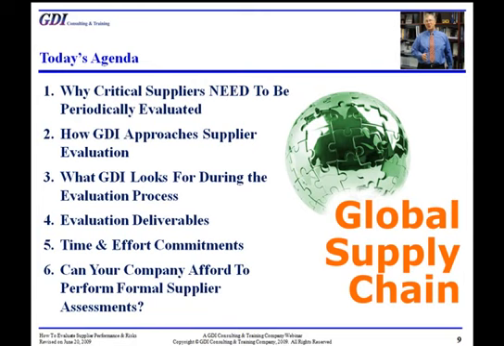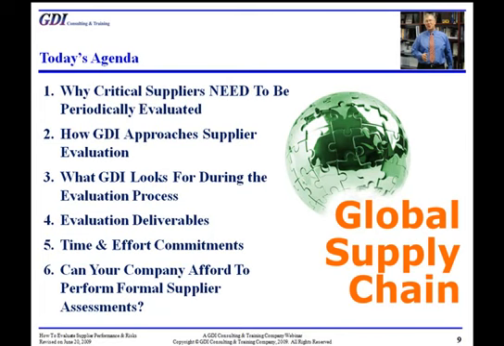So today's agenda is going to follow much of what I've just talked about. It is going to follow 6 steps. First, why critical suppliers need to be periodically evaluated, and how we approach this. Other companies approach it differently, but I think that for the listeners, when they hear how we approach it, they're going to notice it's a common sense approach, and they can then weigh the different approaches.